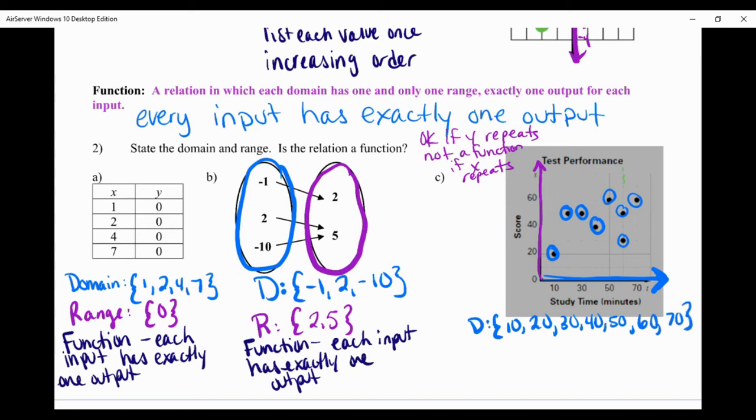Your domain and range are both also expressed in increasing order, so when you go left to right, those are going to be the values in increasing order. And it's also nice that we won't miss any because you're just writing them as you see them.